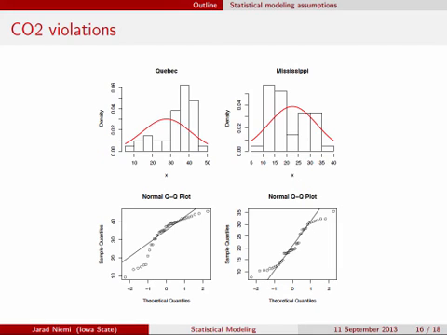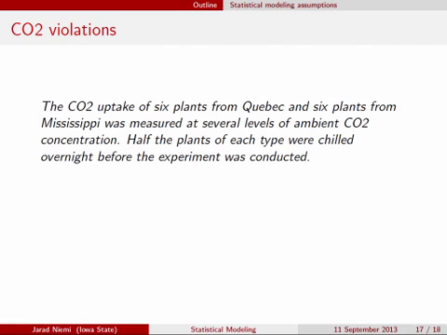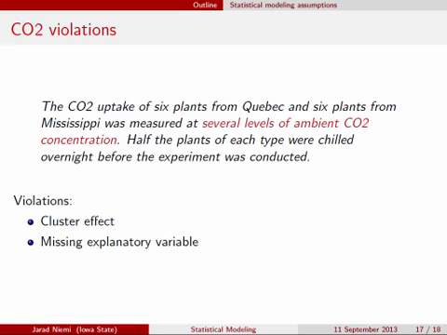Small sample size, that's true. The other thing is that we ignored a bunch of stuff here for the design of the experiment. We've ignored that we actually have a clustering effect, that half the plants of each type were chilled or not chilled. So that's going to be a clustering or equivalently a missing explanatory variable. We've certainly ignored this other one, that we did this at several levels of ambient CO2 concentration. So here's an explanatory variable that we've completely ignored. We're going to come back to this data set when we go to ANOVA and when we go to regression, because then we're going to take into account these other factors that we're ignoring at this point.